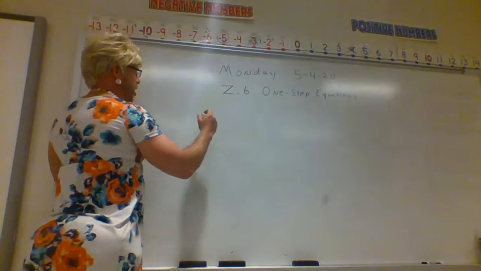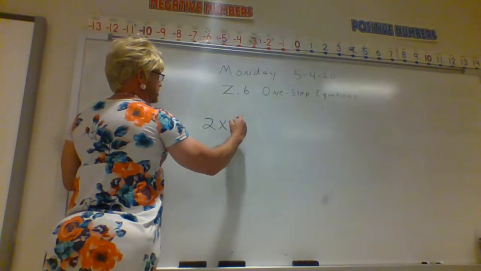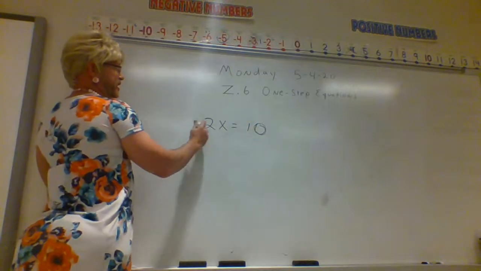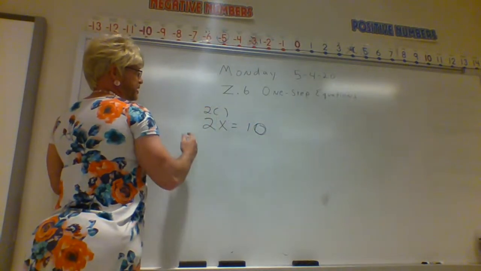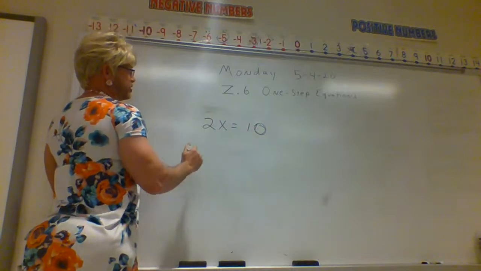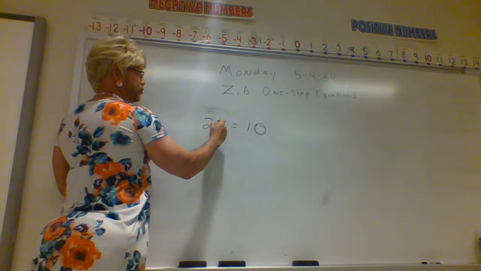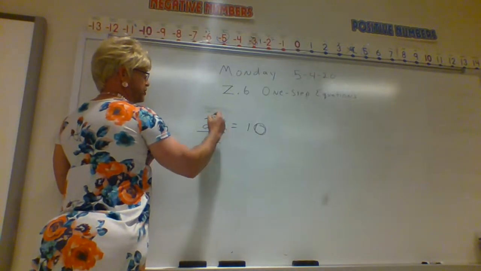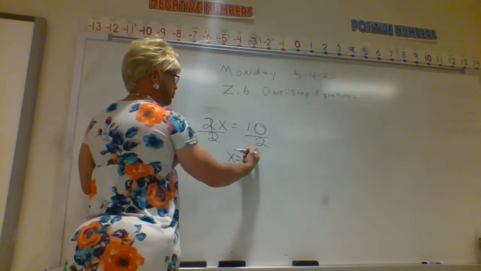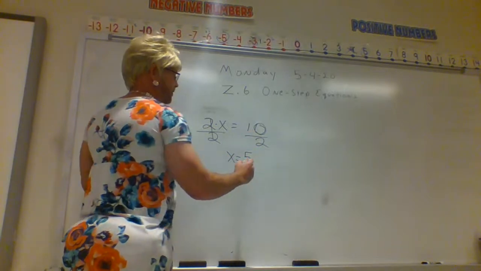So if they gave me a problem like 2x equals 10, I could think of it as 2 times what equals 10, which is obviously 5. But the inverse operation of multiplying by 2 is to divide by 2, and x would equal 2 goes into 10 5 times.